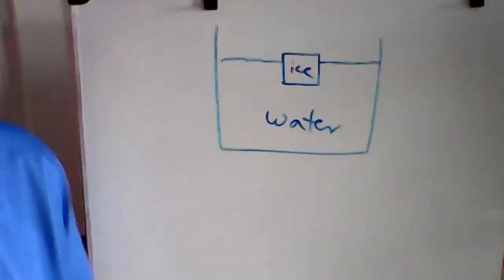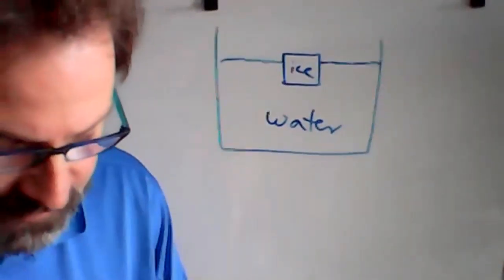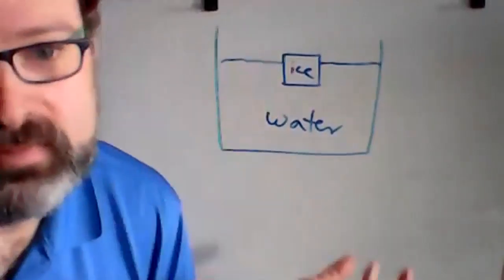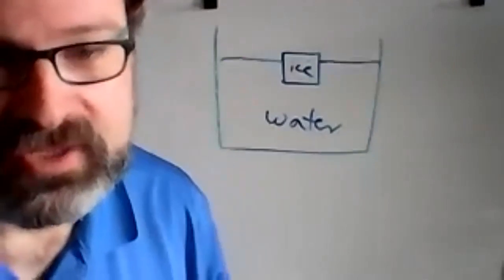And Mr. Blessman, isn't ice also water? Yeah, you're very smart. So ice is frozen water, and water is just liquid water. We call liquid water just water.